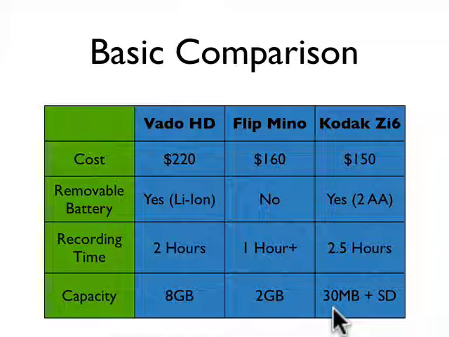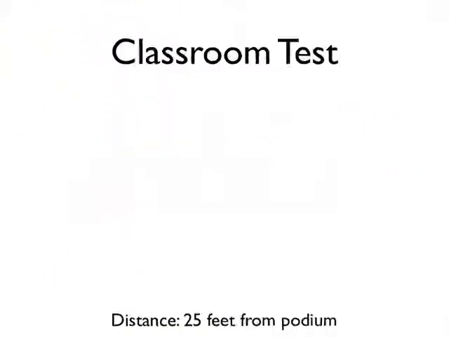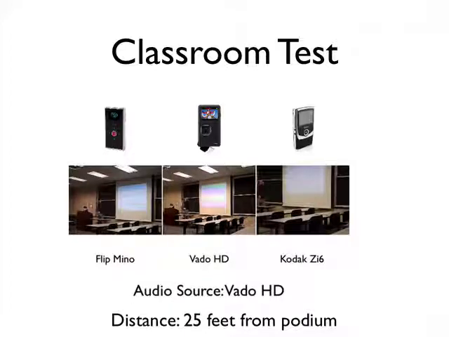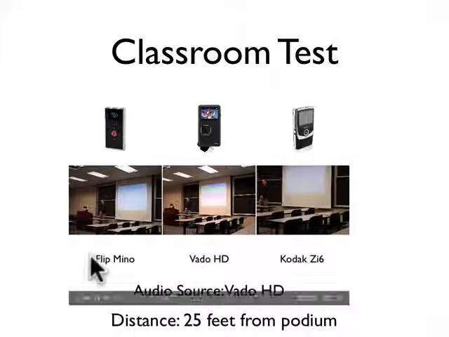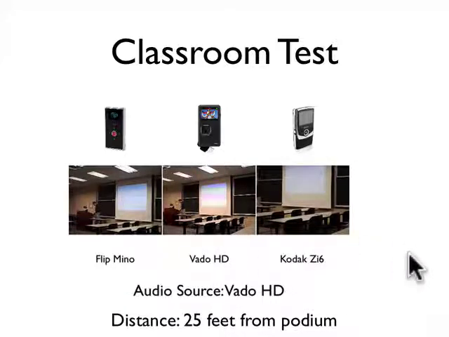So what do these three devices look like when you film something within the classroom? Here I've got a short test on screen. This is a test recording using the three cameras. In the background you can hear me speaking. I'm filming this from about 25 feet from the podium. All three cameras are on a tripod, so they're side by side and filming simultaneously. So on the left we're seeing footage from the Flip Mino. Beside that, the Vado HD and then the Kodak Zi6. So this is normal light.